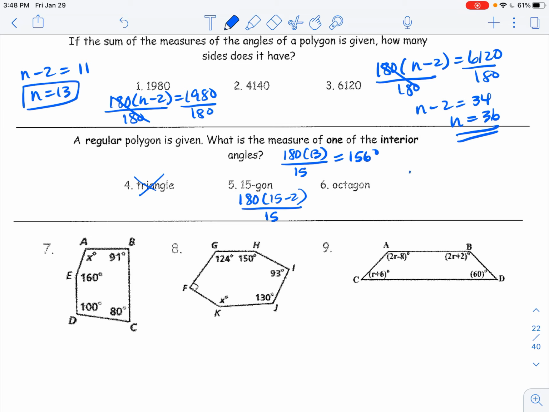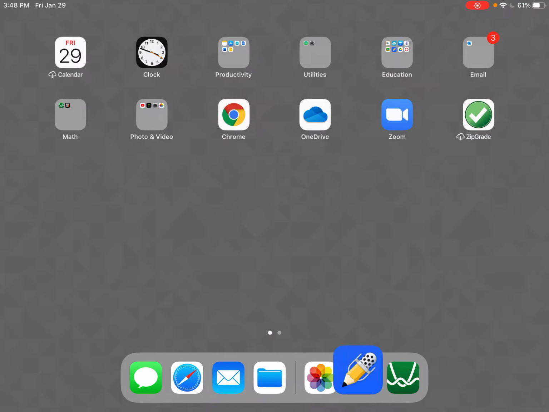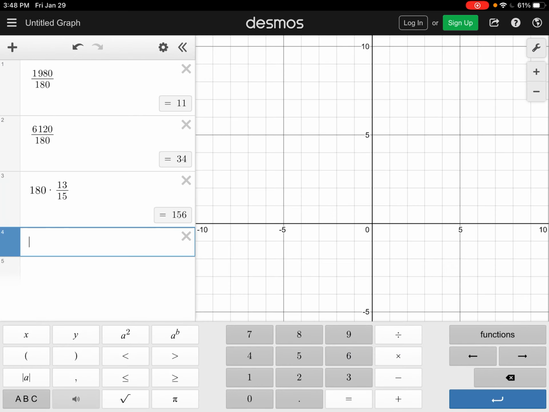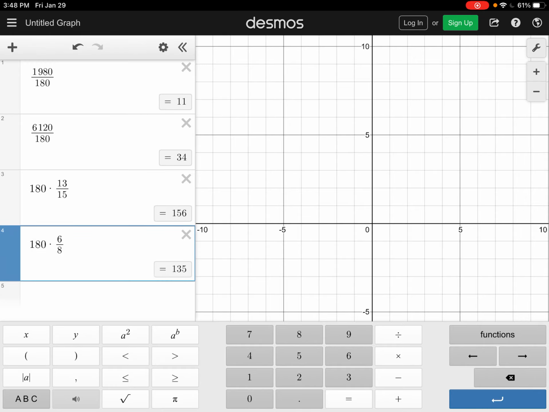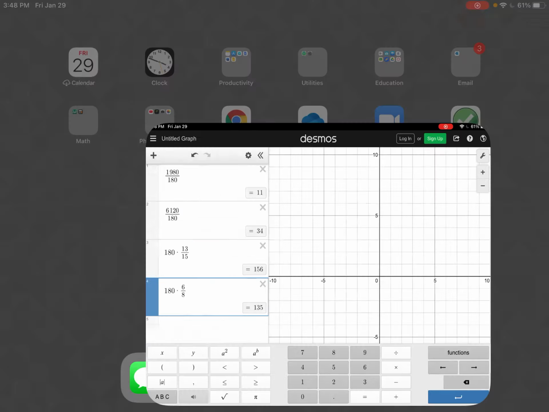And then let's try one more, the octagon. So that's 180, and of course I know an octagon is an 8-sided figure. So 180 times 8 minus 2 divided by 8. So 180 times 6 divided by 8 is 135. That is what one of those angles is.